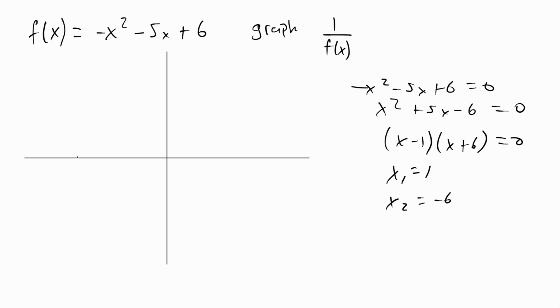So just graphing this right over here, I'll plot negative 6 over here. I'll plot 1 here. And my y-intercept is 6. So it's going to be somewhere around here, right? And what I will do here is try to find the vertex. The x-coordinate of the vertex is negative 2.5.